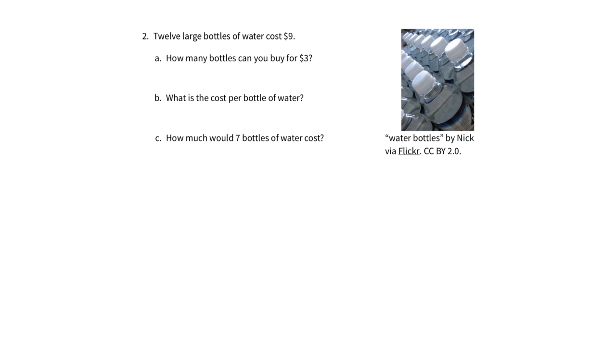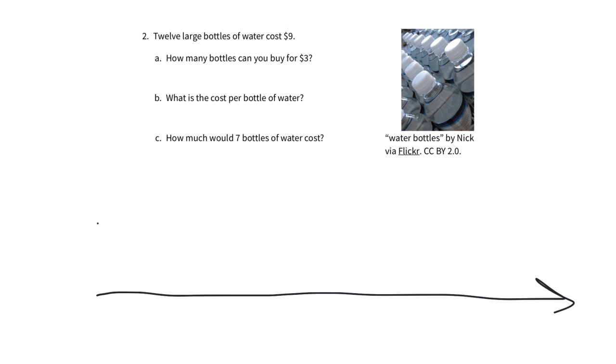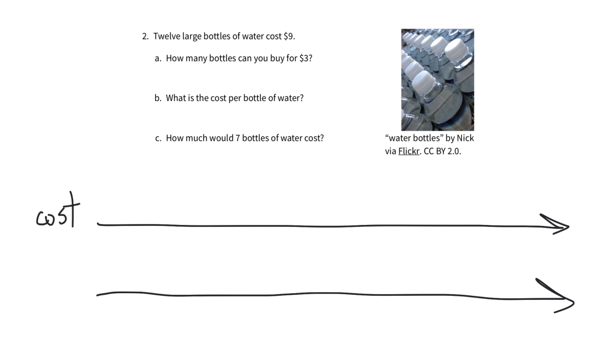We're going to do the same idea with another double number line, only this time we're going to be talking about bottles of water. It doesn't matter where I put which, so I'll put the cost up here and the water right here. It's always going to start at 0 and 0, because if I buy no water, it had better cost me $0. Now we're going to start with 12 large bottles cost $9.